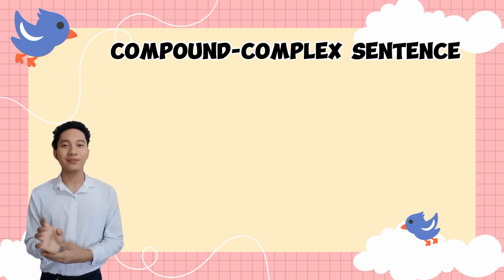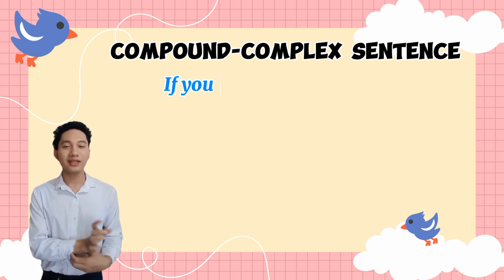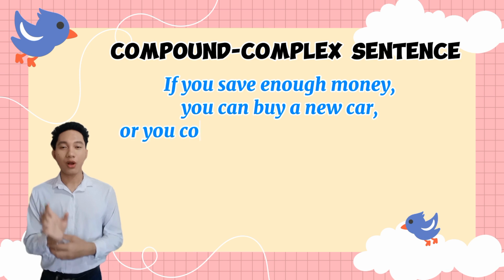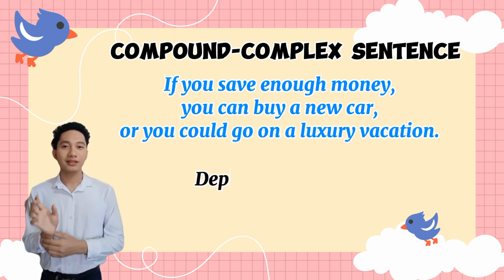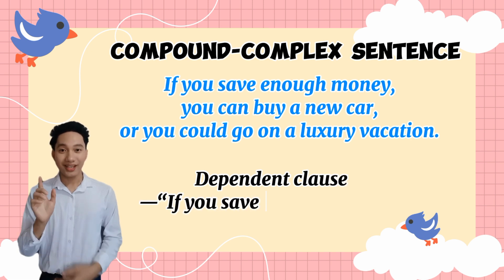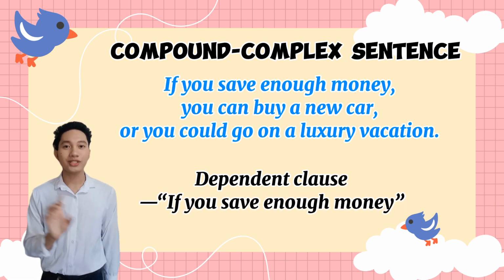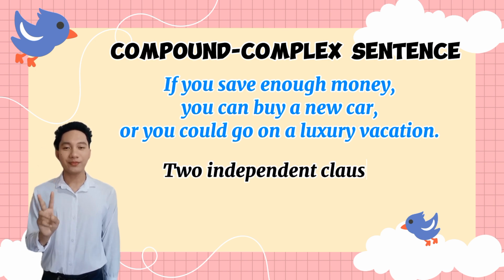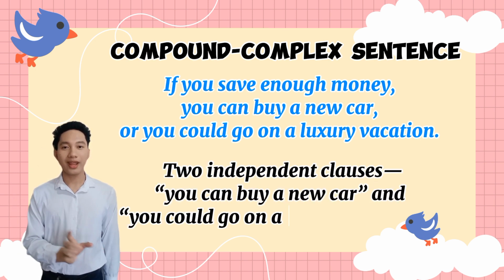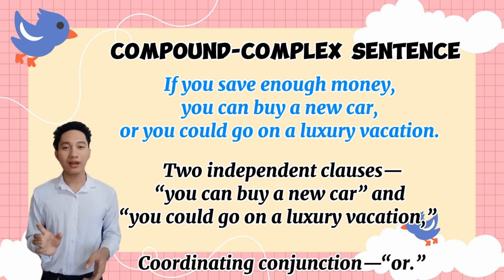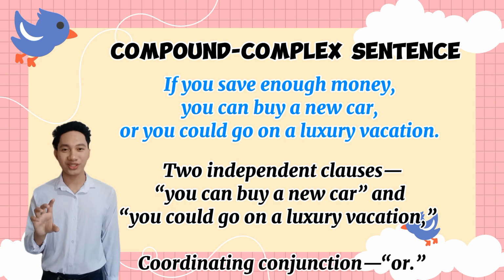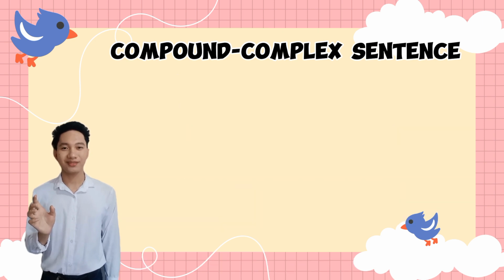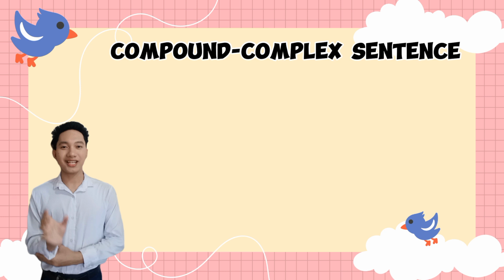So another example again. If you save enough money, you can buy a new car or you could go on a luxury vacation. The dependent clause here is "if you save enough money," which sets a condition for the two independent clauses, which are "you can buy a new car" and "you could go on a luxury vacation," joined by the coordinating conjunction "or."